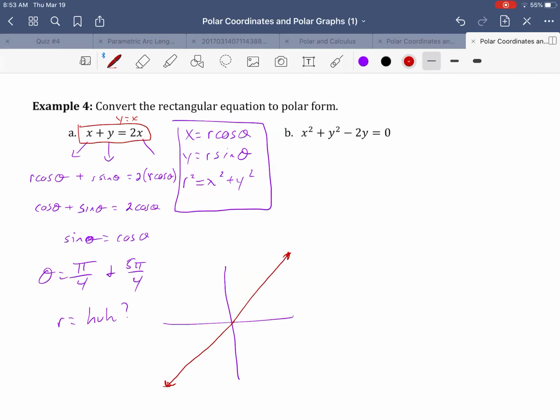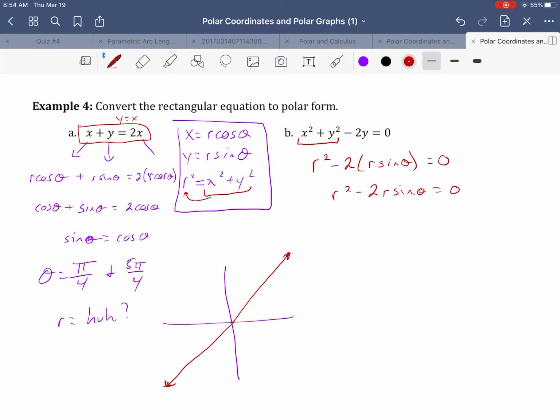All right, B, a little more complicated, not just linear anymore. Hopefully maybe you recognize what that shape might be, but same kind of idea. We can see from our functions x squared plus y squared just equals r squared. Y is r sine theta. So r squared minus 2r sine theta equals 0.